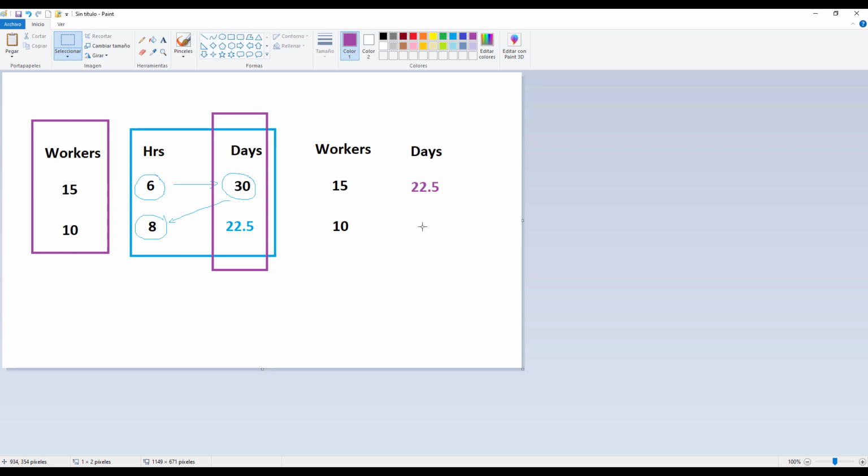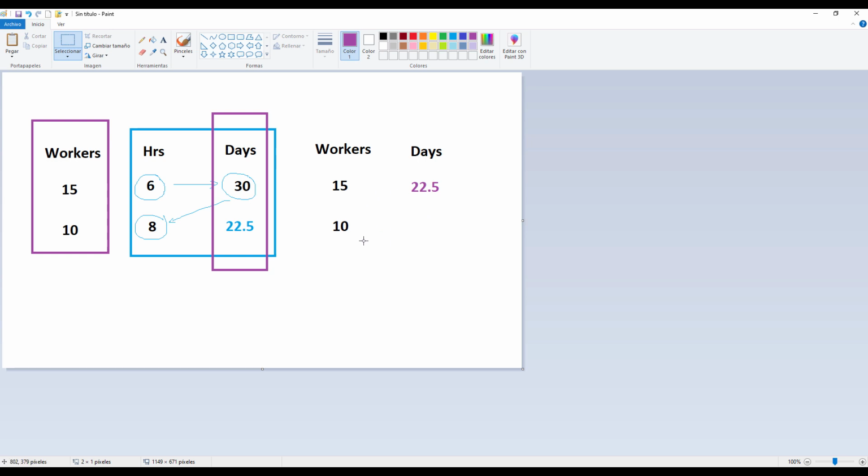Why? Because you have 15 workers working 8 hours, they take 22.5 days to finish that work. Okay, so now you need to calculate how many days 10 workers will invest to finish that work.